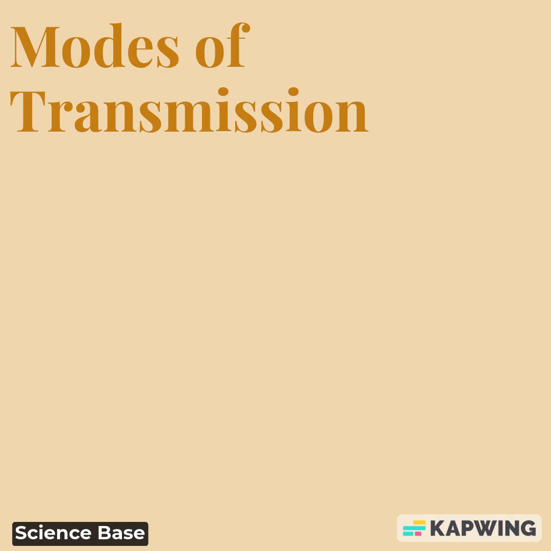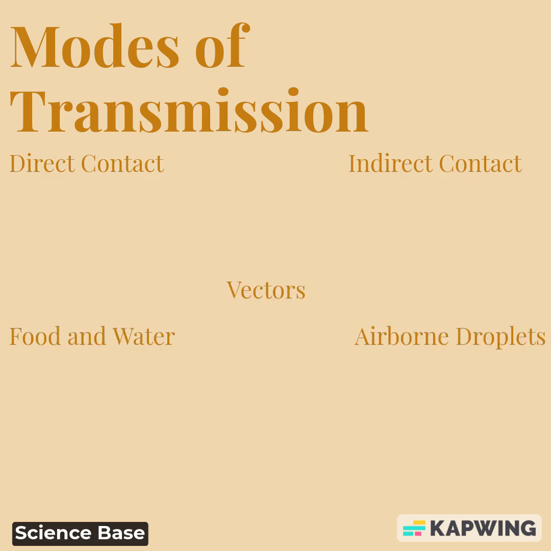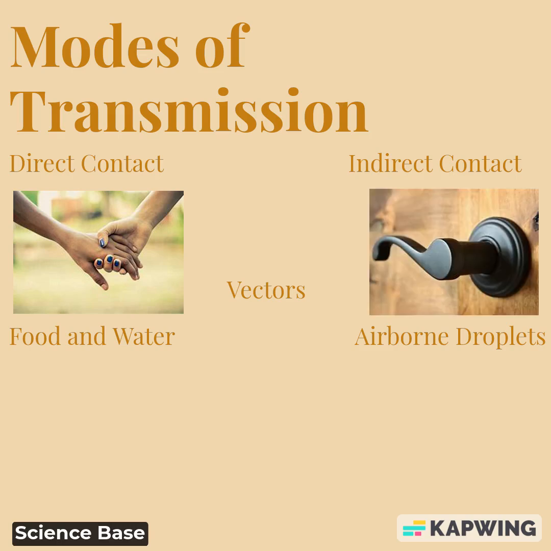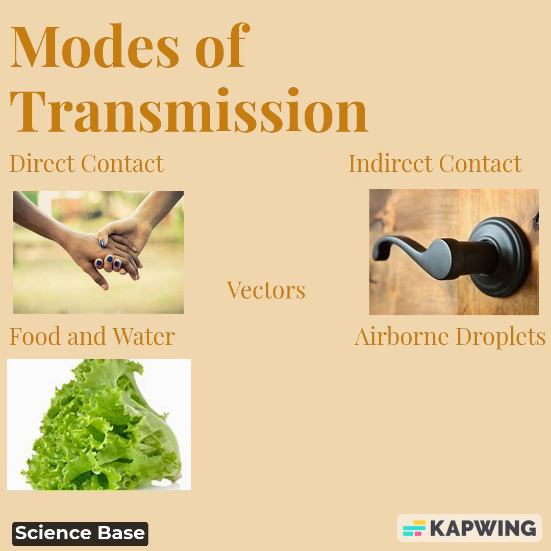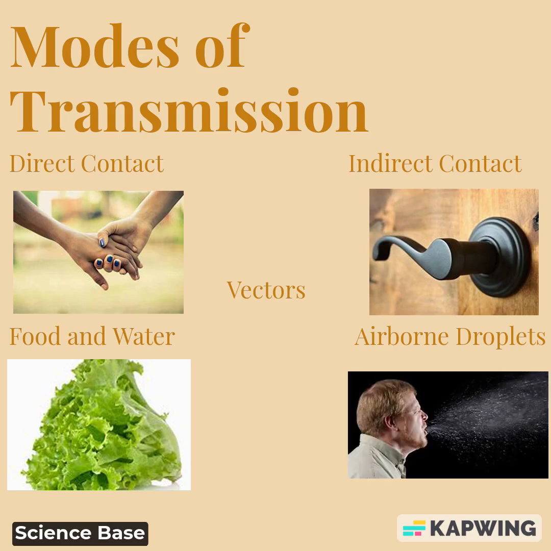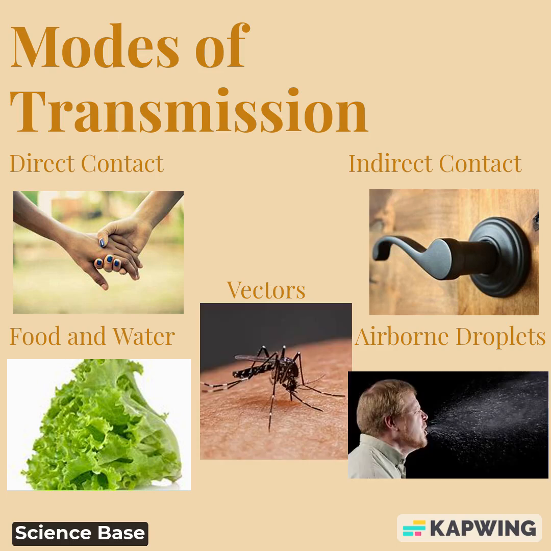Modes of transmission are the various ways that the microbes spread. These include direct and indirect contact, food and water, airborne droplets, and vectors. Examples of each include holding hands, touching a doorknob with pathogenic microbes, eating foods infected with fecal matter, sneezing and coughing, and insects. After pathogenic microbes leave their host, they seek a way to enter a new host.